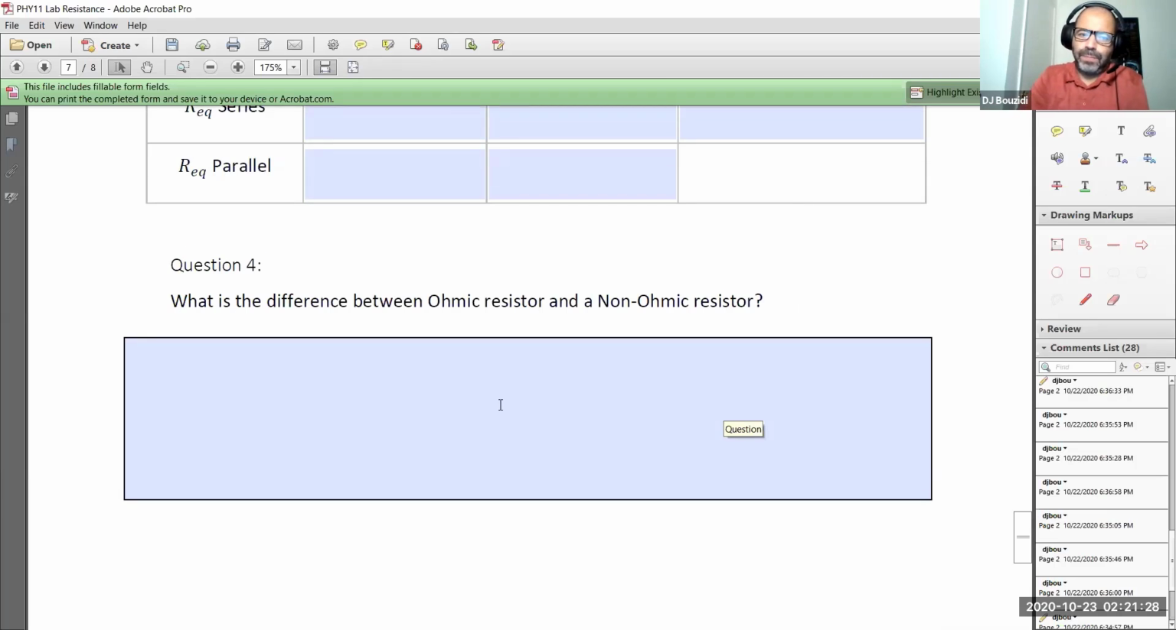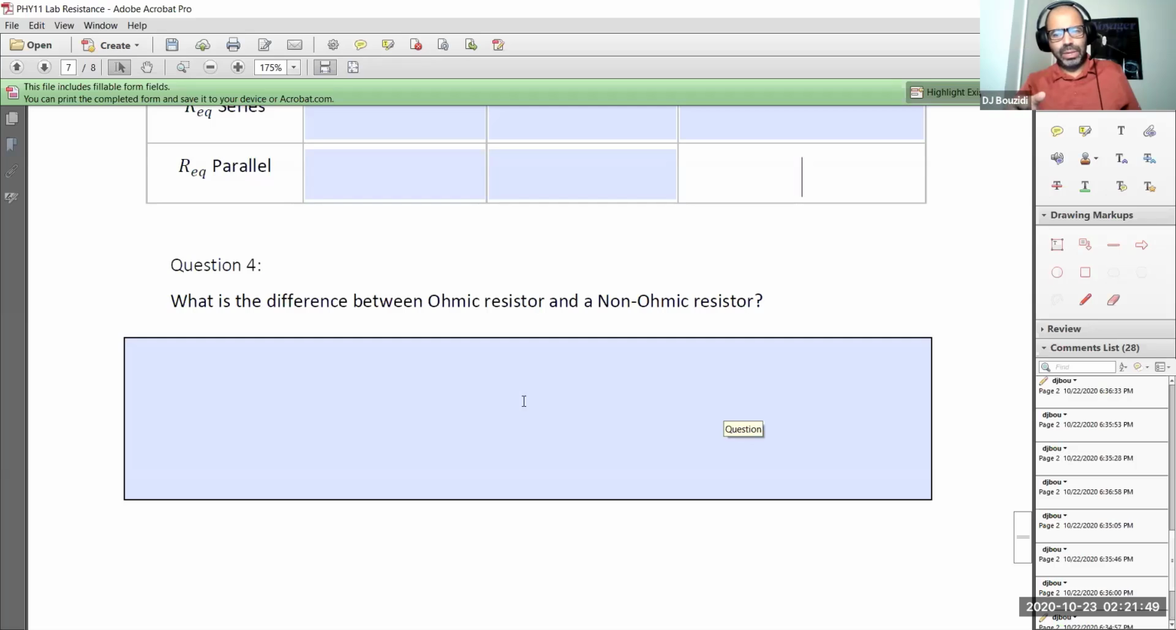Question 4. What is the difference between an ohmic resistor and a non-ohmic resistor? An ohmic resistor obeys Ohm's law, namely V equal to Ri. A non-ohmic resistor is non-linear. It's not a line anymore. You see those curves that you're going to get? They should be lines, all of them, okay?